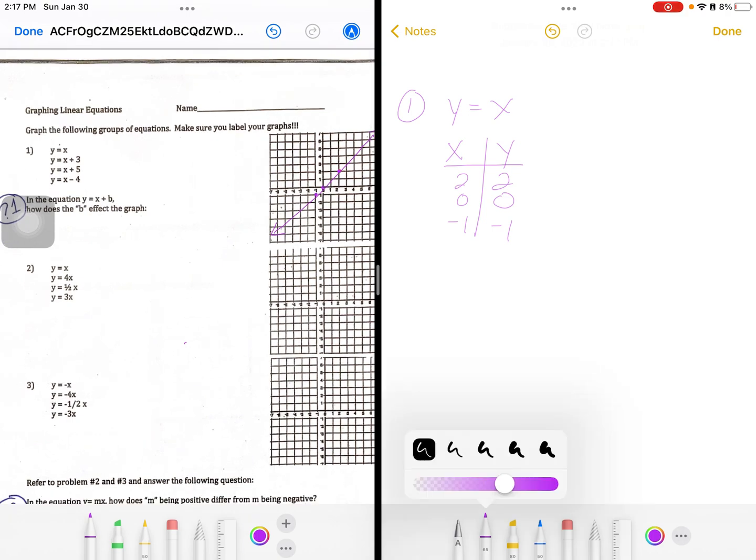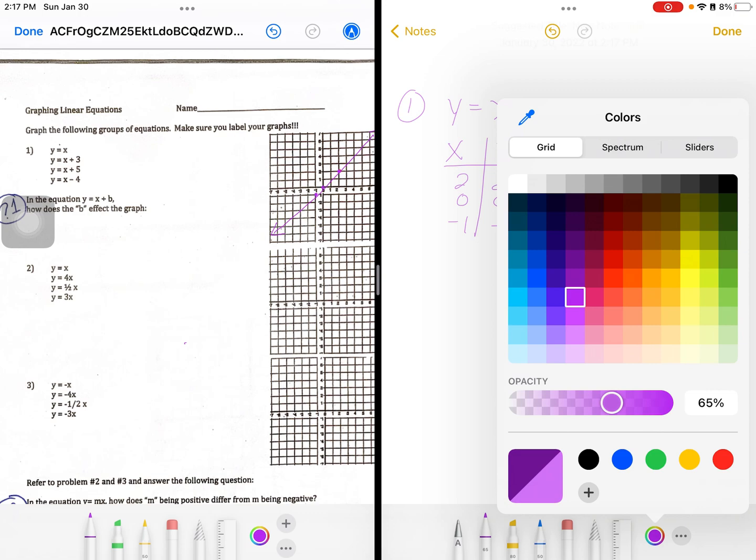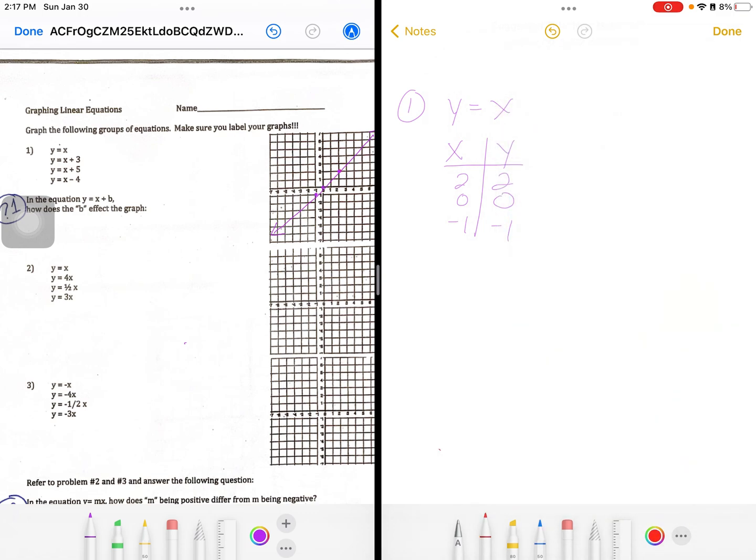Then I'm going to change my colors over and choose a different color. So maybe I'll use red here. And now I'm going to do the equation y equals x plus 3 on loose leaf. I'll make my table for x and y.